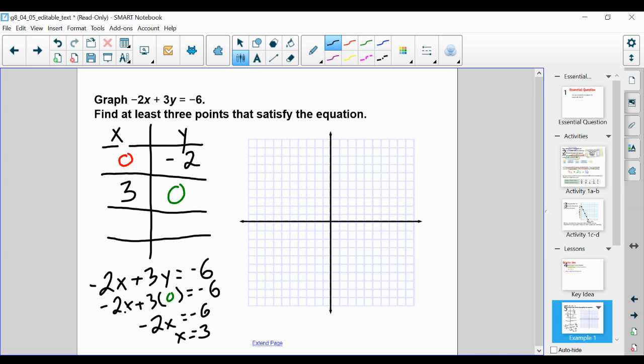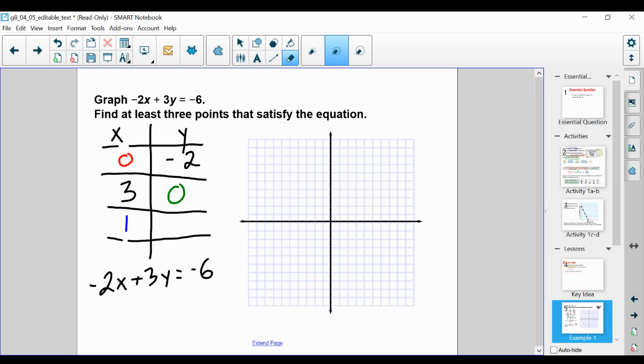And now we just have to choose one more value. If you have the ability and you think it might work, you always want to try like 1 or 2. Keep it easy. Keep it simple. So let's let x be 1. Let me put that in blue. Let's let x be 1. So we're going to try this process all over again. So what is the value of y when x is equal to 1?